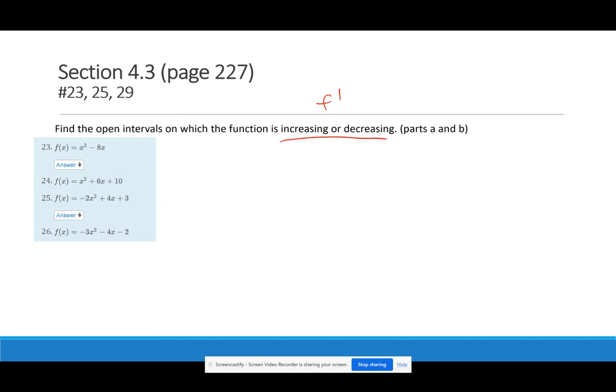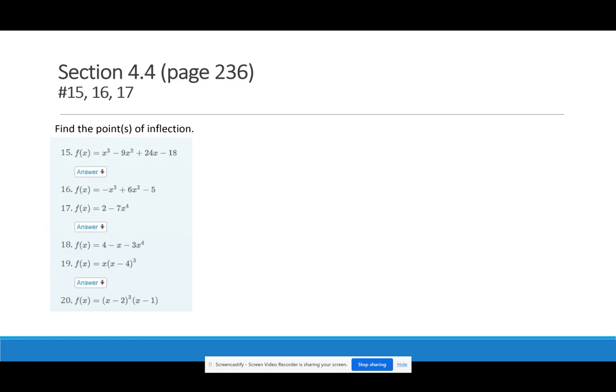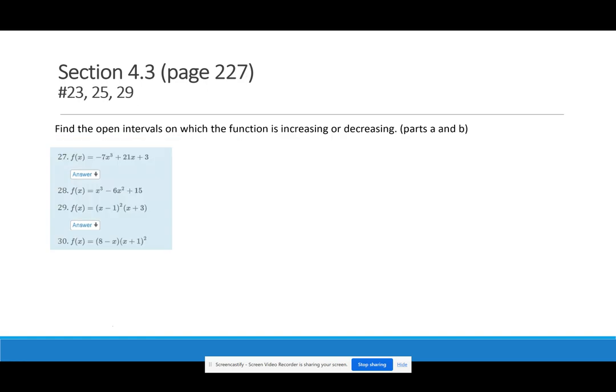All right. Next, we're being asked to find the intervals on which the function is increasing or decreasing. So that's going to be a first derivative type problem. Why don't we go ahead and look at 29, because the format's the hardest one. So on 29, the original function was in factored form. Okay. So doing the derivative might be a little harder.